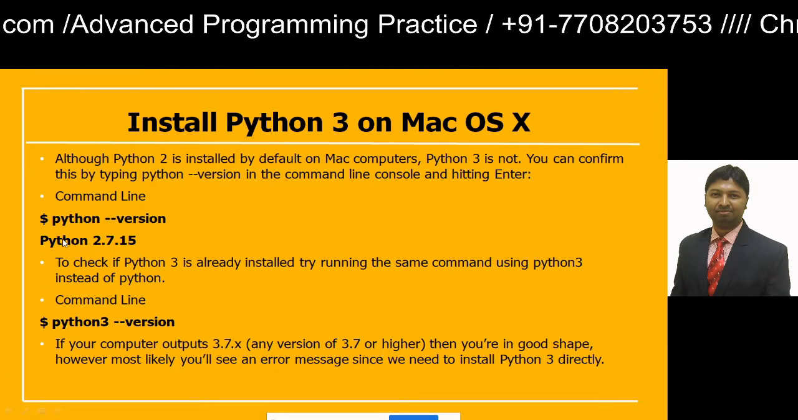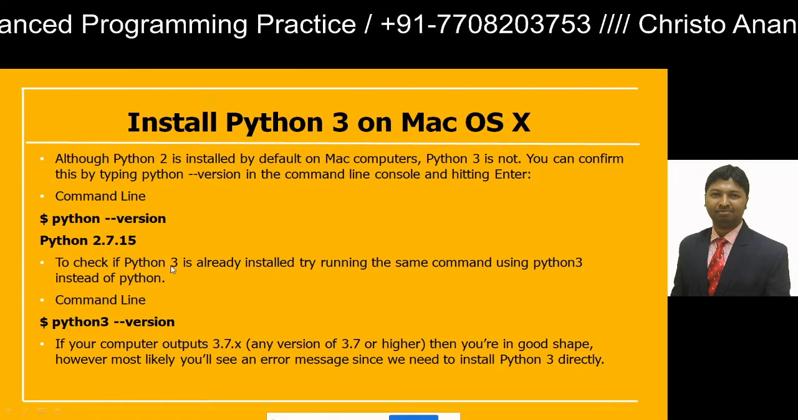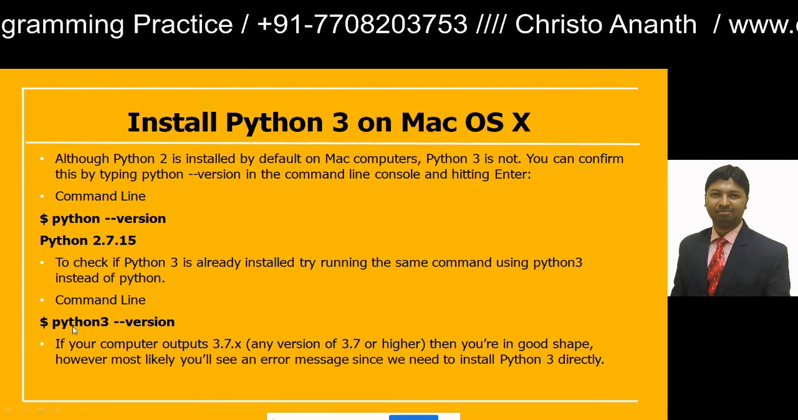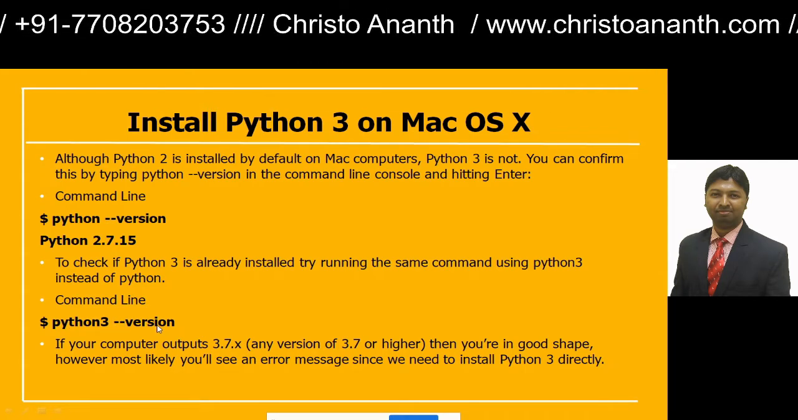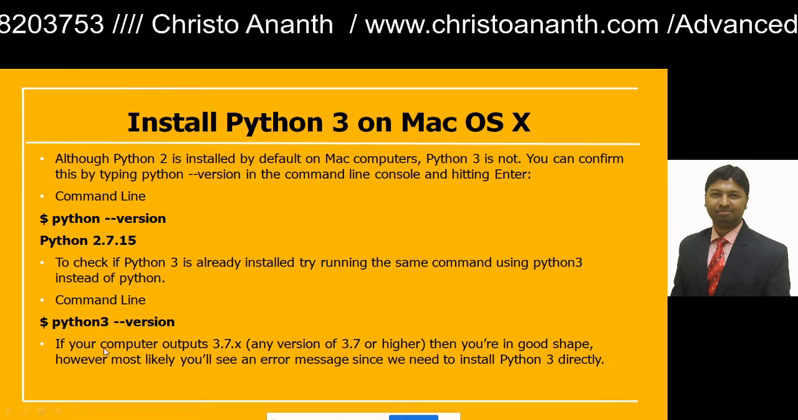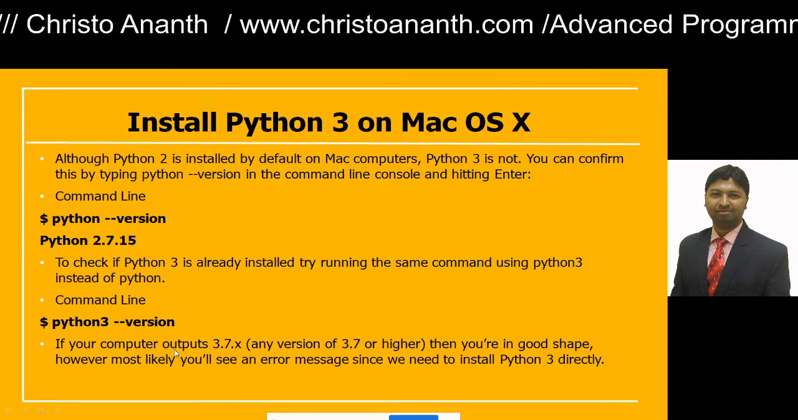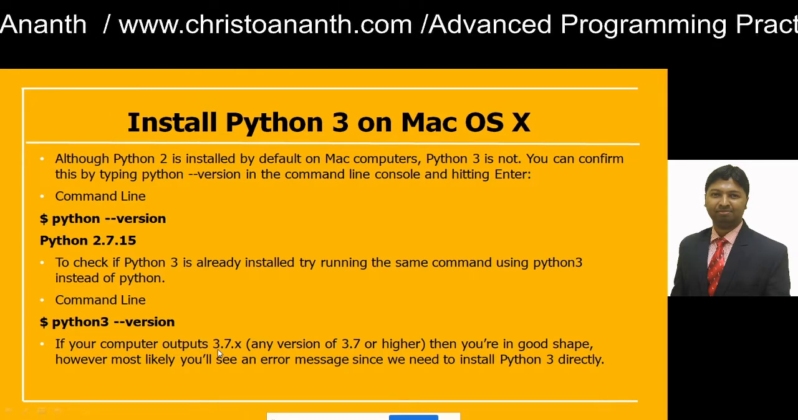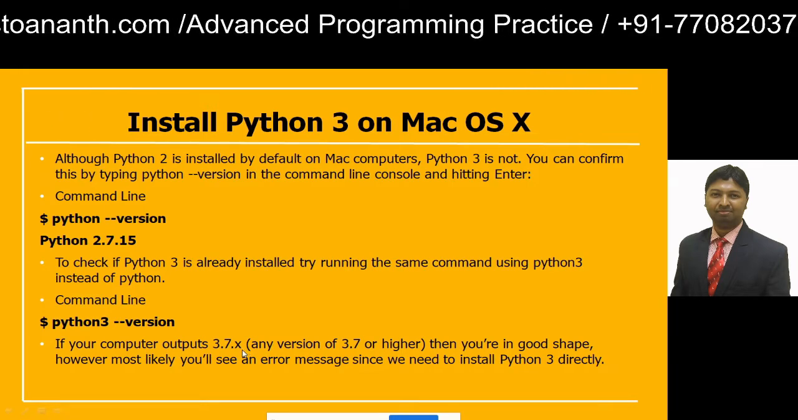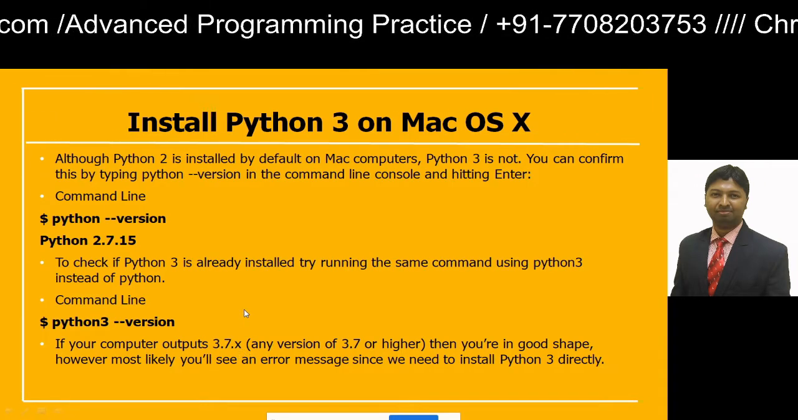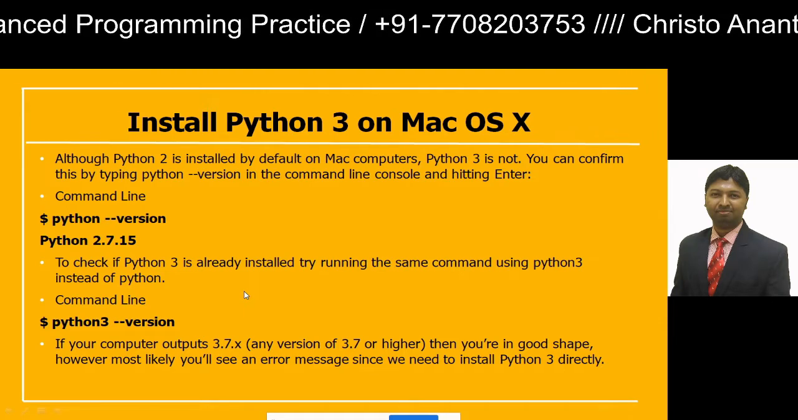If you want to check whether Python 3 is installed, you can type dollar python3 hyphen version. If in the output you have Python 3.7.6, let us take the case, it means that the Python 3 version has been installed correctly.